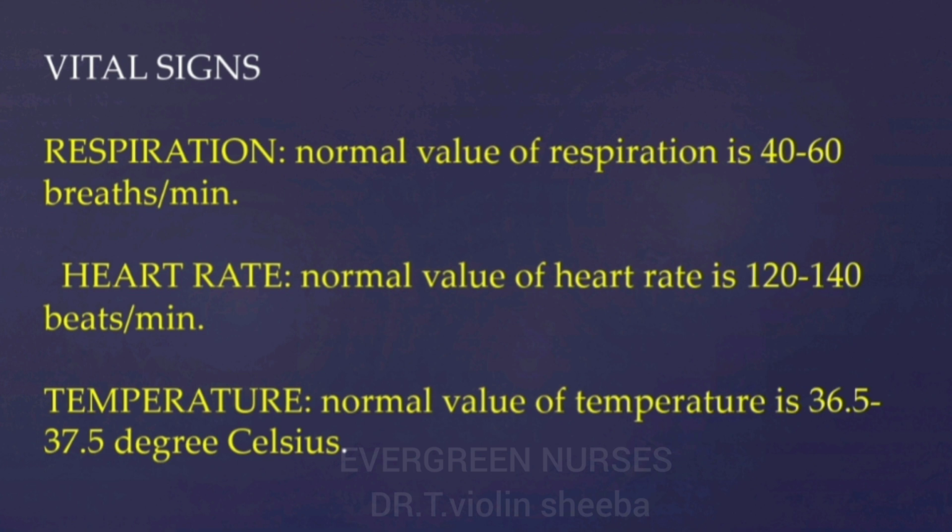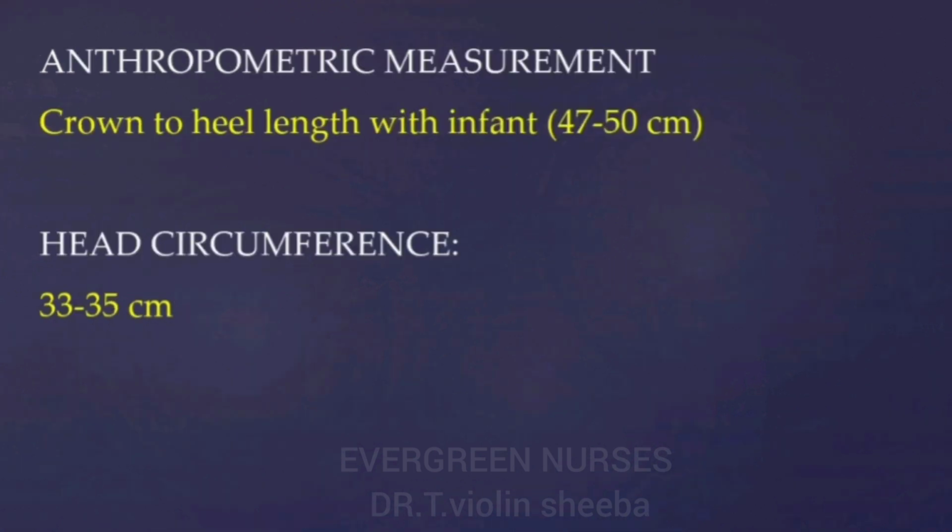After checking the vital signs, we can do the anthropometric measurement for the newborn, in which we can assess the height, weight, head circumference, chest circumference, all those things. The length of the baby is measured by infantometer. I have already taken a class regarding this infantometer in my earlier class. The average length of the newborn is around 50 centimeter.